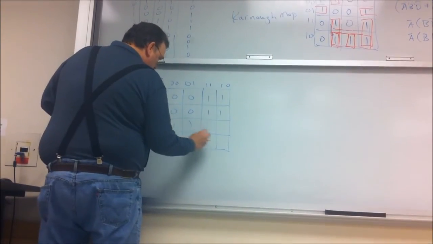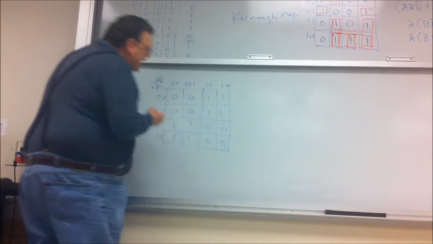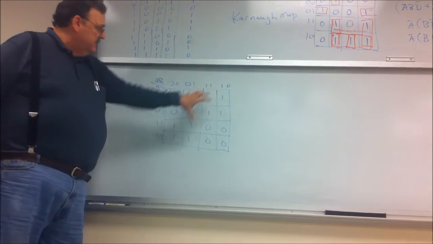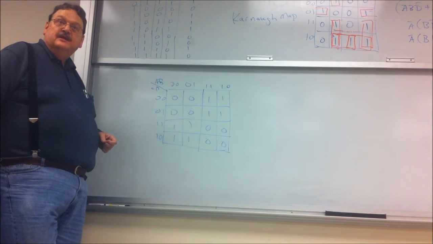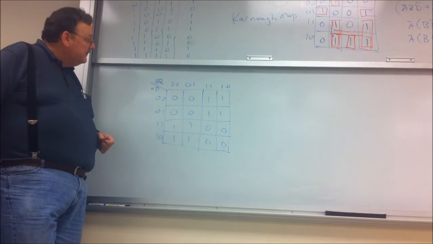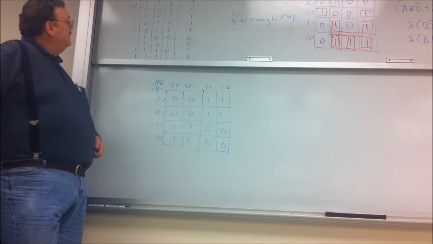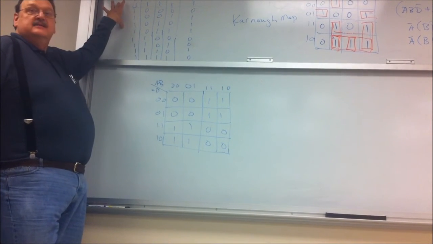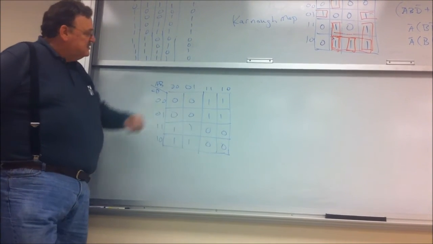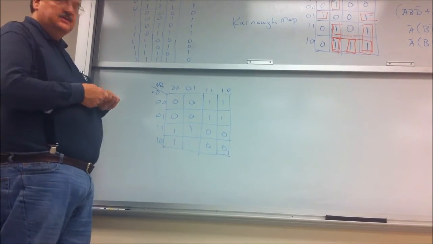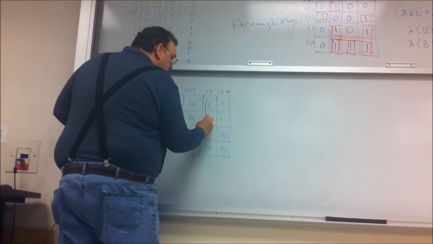1, 1, 1, 1. Let me do 1, 1, 1, 0, 0, 0, 0. All right, I'm deliberately building one which is rectangular with squares in it. Now, it turns out, I could start with a truth table like this, but because I have squares instead of just twos, I can group all four together.